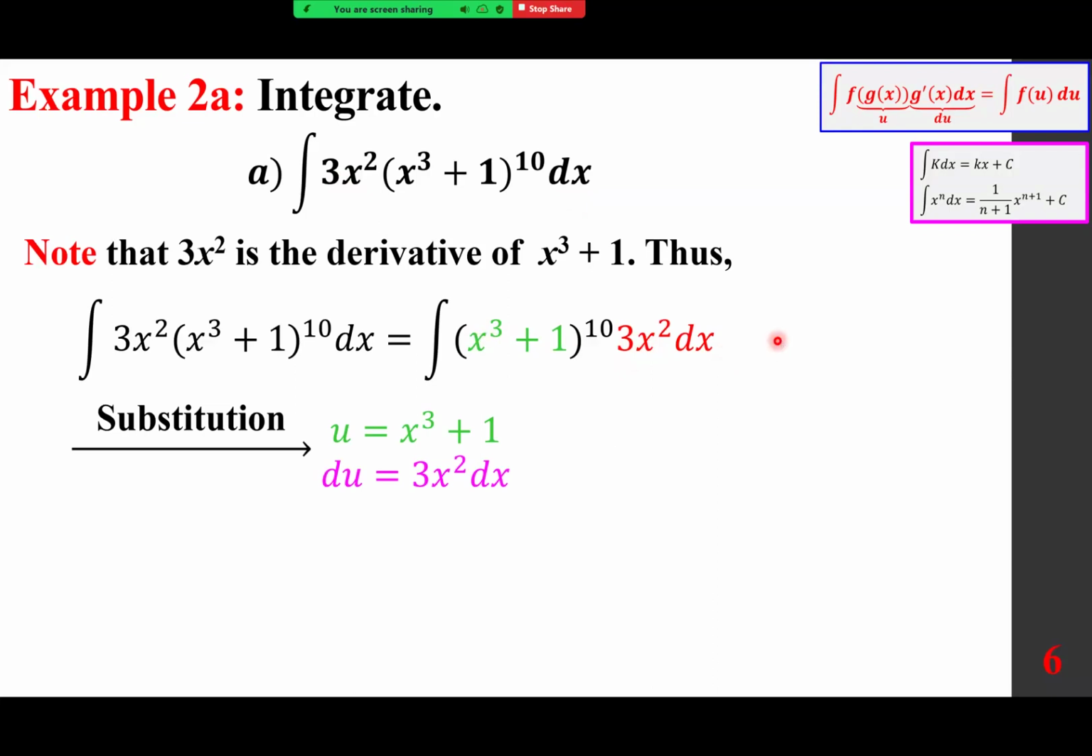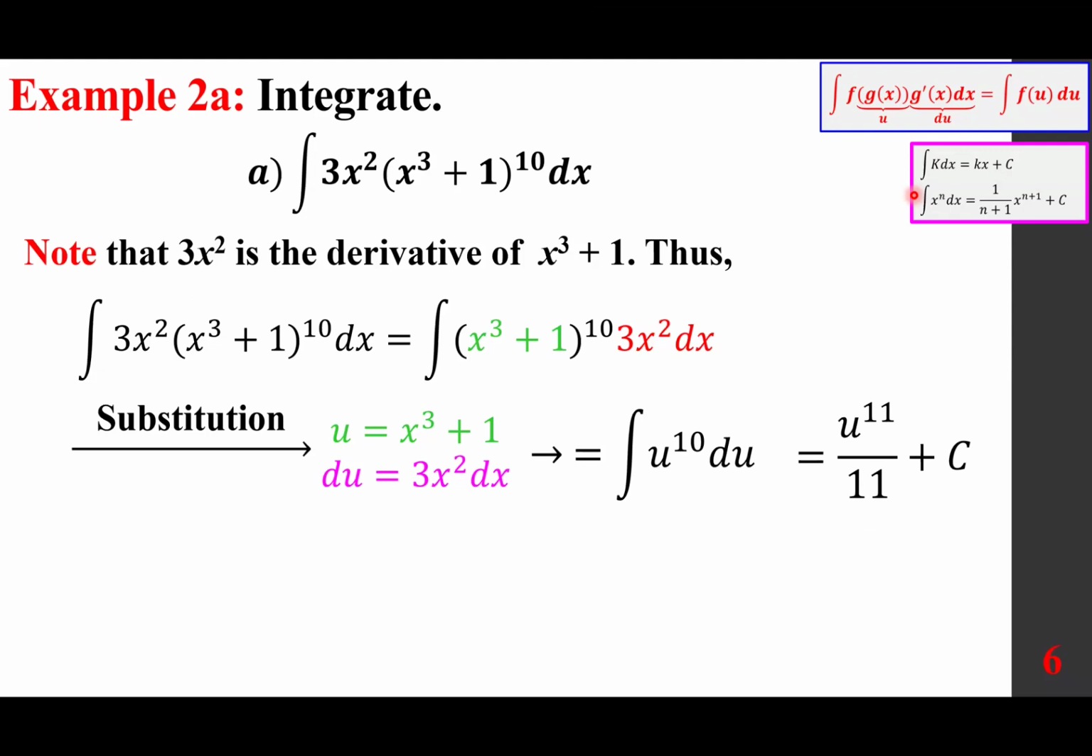So the integral becomes the integral of u to the power of 10 du, and that is a simple case of a power rule. 1 over 11 u to the power of 11 plus a constant, or u to the power of 11 divided by 11. It's the same thing. You can write it in this fashion, or you could write it in this format. Makes no difference.